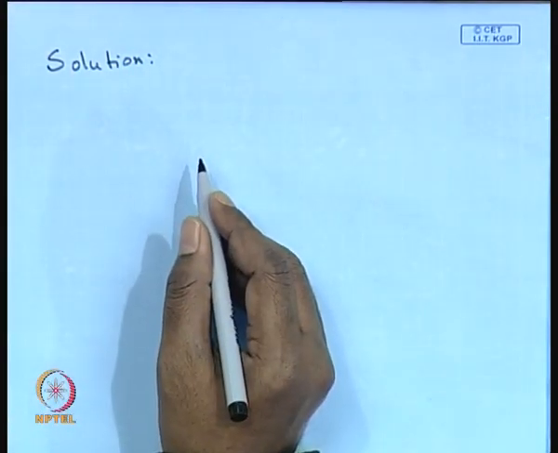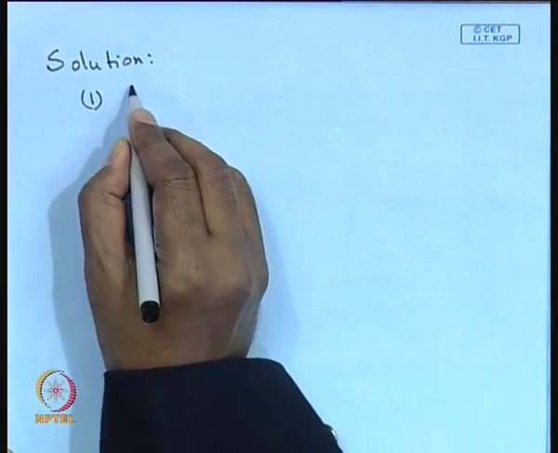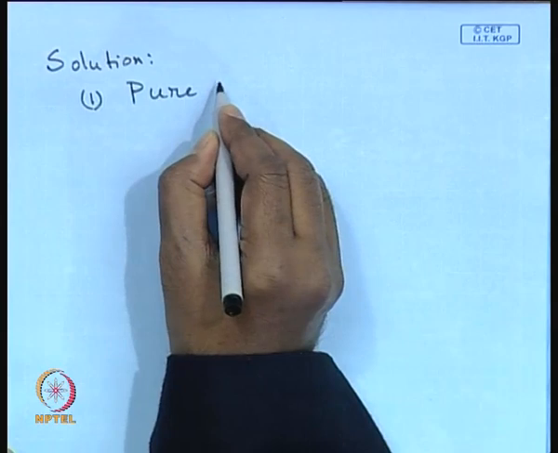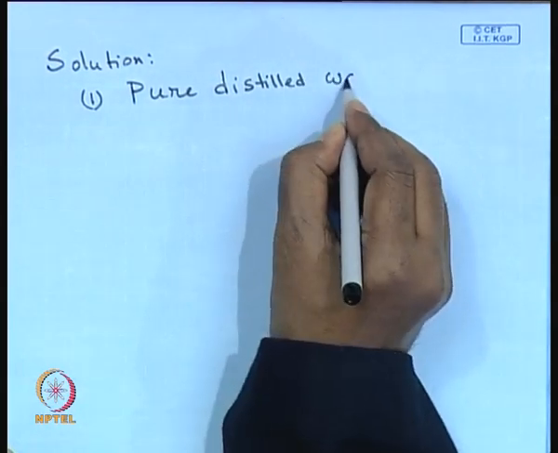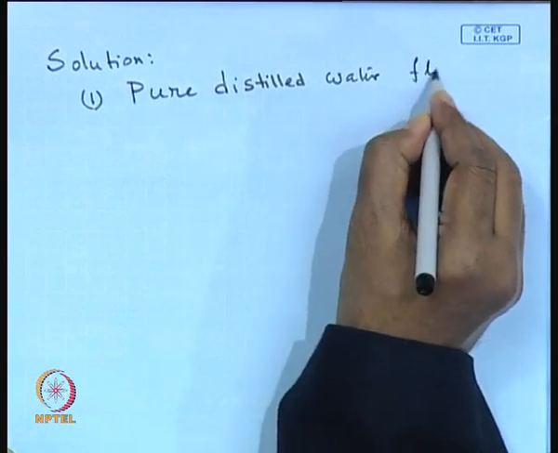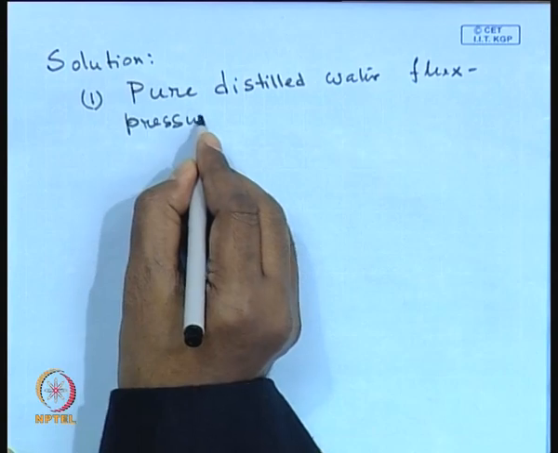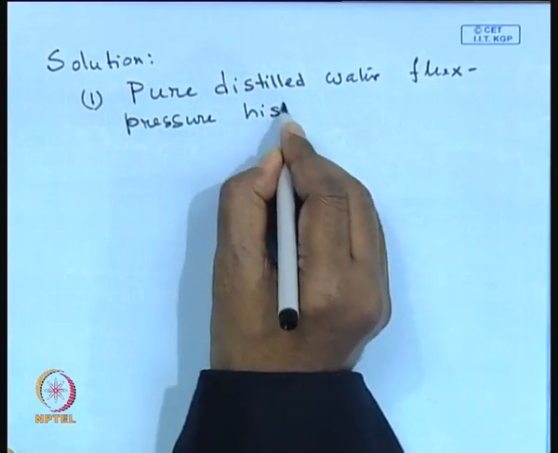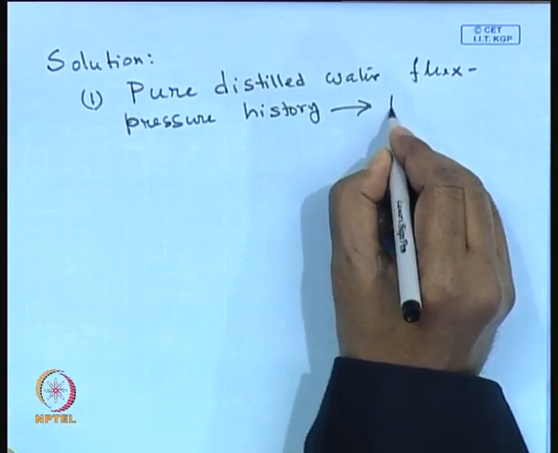From the first data, the pure distilled water data, we will be able to calculate the membrane permeability. From the pure distilled water flux and pressure history, we can calculate the membrane permeability.